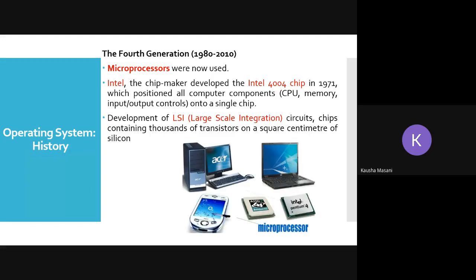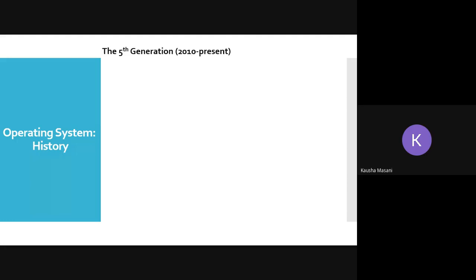And as you know, the chip makers, there is Intel, then there is AMD, ARM is there. All these started producing these high-end devices, which are the fourth generation devices. Now the present generation, that is the fifth generation, 2010 to present. Can anyone guess what this present generation is working on, or where we are going to end up?